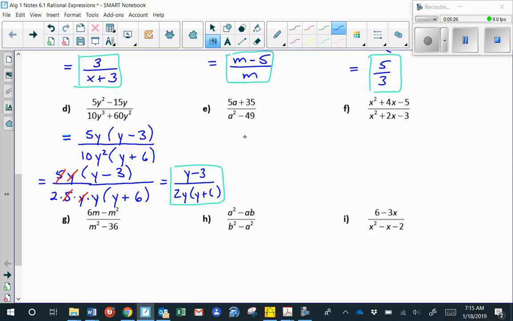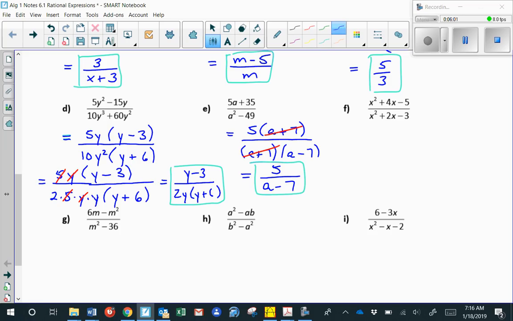In E, we have a common factor of 5 in the numerator, so that's 5 times a plus 7. And you'll notice that the denominator is the difference of two squares. So if we factor the difference of two squares, that factors into a plus 7 times a minus 7. Time to grab the handy-dandy red cancellation pen and cancel those common factors of a plus 7, and the result is 5 over a minus 7.